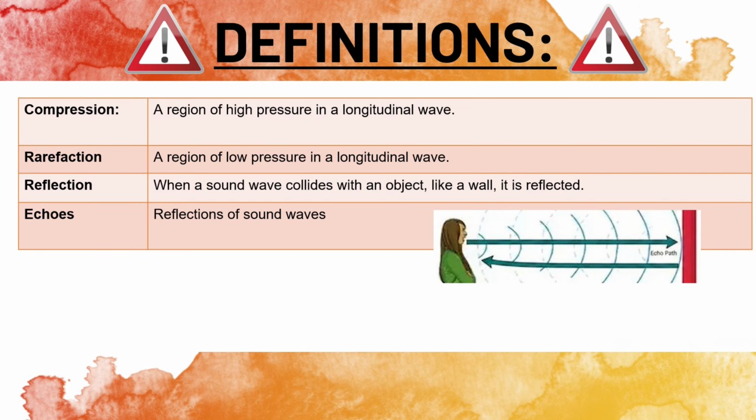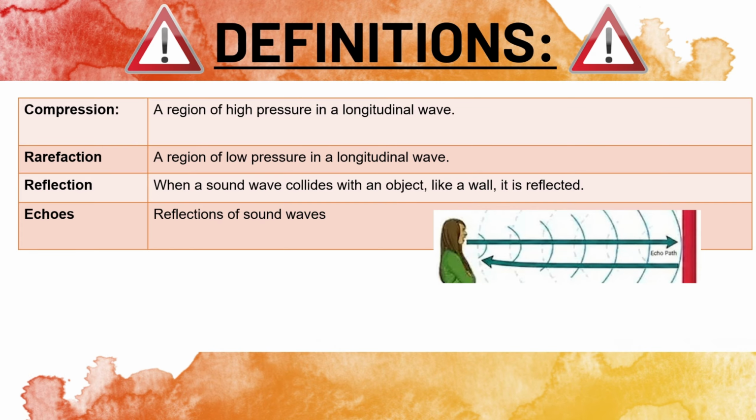Okay, let's look at some important definitions. Once again, what's a compression? It's a region of high pressure in a longitudinal wave. In other words, it means there where the particles are close to one another, while a rarefaction is a region of low pressure in a longitudinal wave, meaning there where the particles are more spread out. What's a reflection? A reflection is when a sound wave collides with an object like a wall and then it's reflected. What is an echo? An echo is reflections of sound waves.